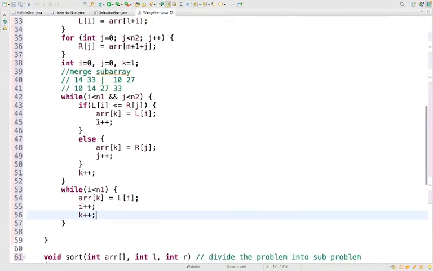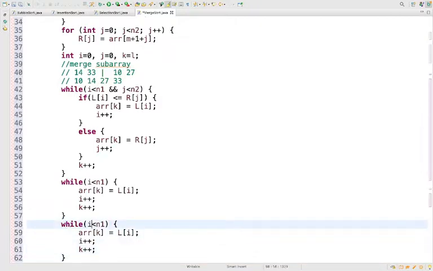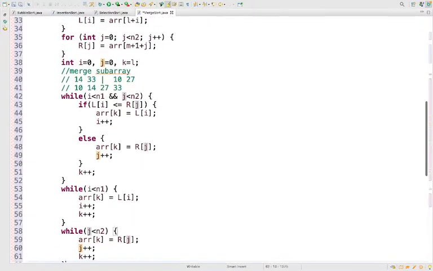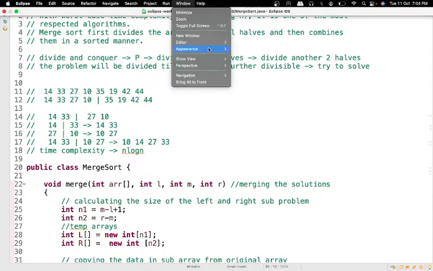So what we are doing here is, there will be situations where the left subarray is much greater than the right subarray, or the right subarray is much greater than the left subarray. In such cases, once the comparisons are done, certain elements might be left in one of those arrays. If that happens, you just have to copy those elements into the final array called ARR. That's what we are doing in this while loop. And that's how the merging function will work. Let's try to run it. Okay, I have to open the console.